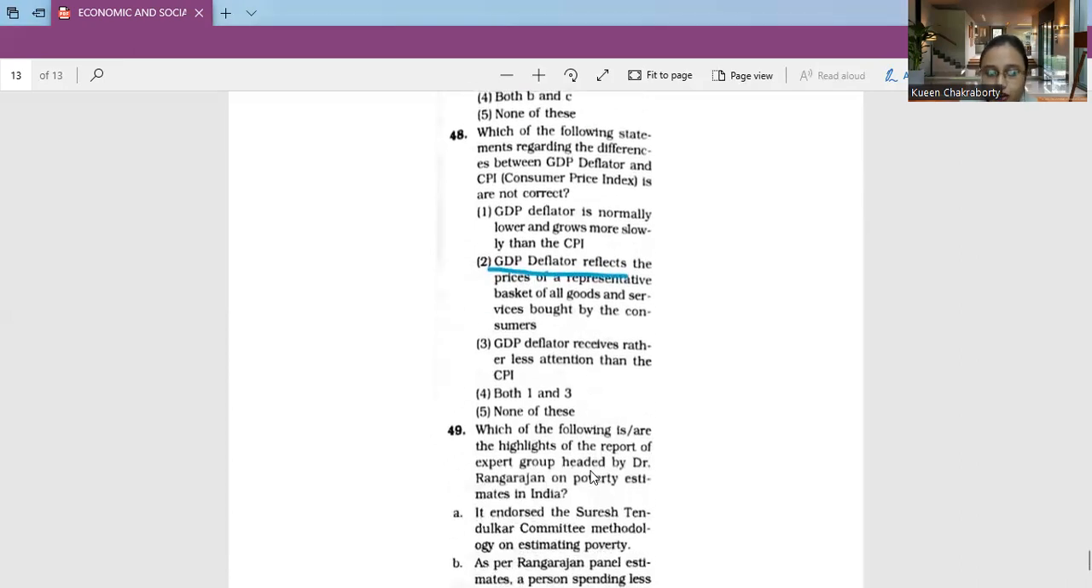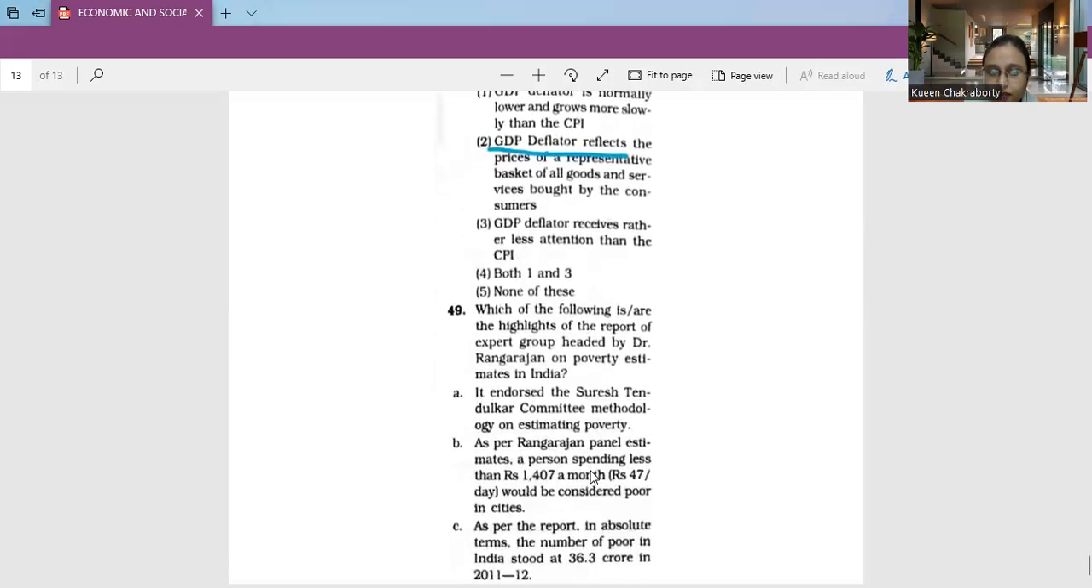Right. Moving on to question number 49. Which of the following is or are the highlights of the report of the expert group headed by Dr. Rangarajan on the poverty estimates in India? It endorsed the Suresh Tendulkar Committee methodology on estimating poverty. As per Rangarajan panel estimates, a person spending less than rupees 1,407 a month, that is rupees 47 per day, would be considered poor in cities.